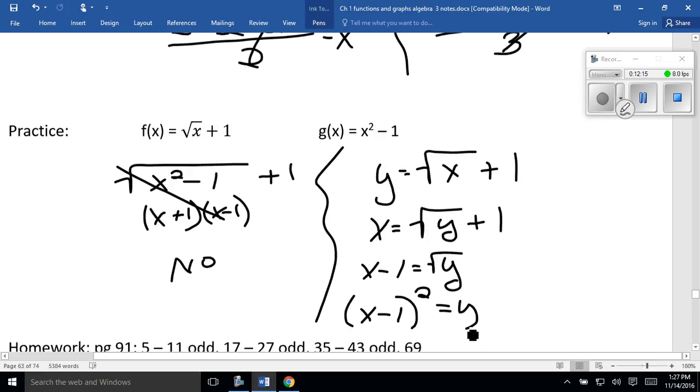Is that the same as that? Now x minus 1 squared is x squared minus 2x plus 1. Does that equal this? No. So the answer is no. Either way, you're going to get no. You have two ways of getting there.